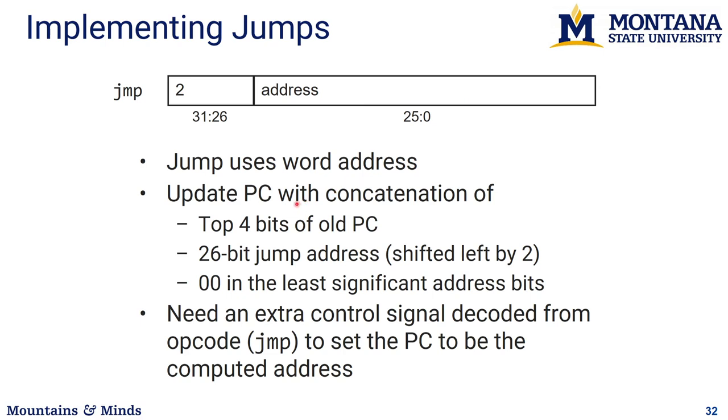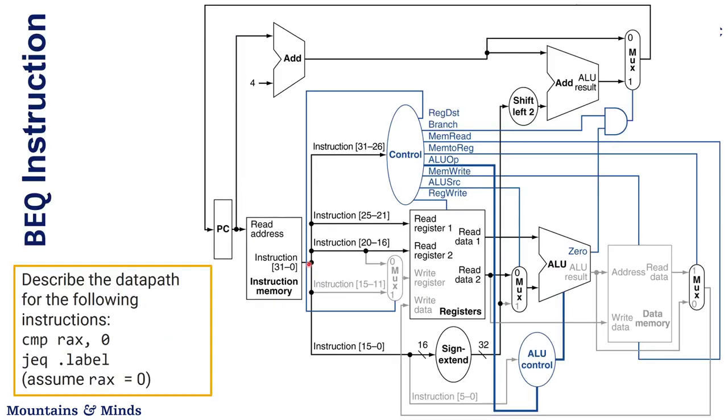So the way we update the program counter, we will concatenate the top 4 bits of the old program counter with the 26-bit jump address, that's here, but we're going to shift it left by 2. Why shift it left by 2? Well, because the lower bits are not significant, right? The instructions are aligned in memory on 4-byte boundaries, and so we can basically shift this by 2, so multiply it by 4, and then concatenate zeros, because the lower bits can be zeros, and then add that to the value of the old program counter. Okay, so that's what's basically happening here.